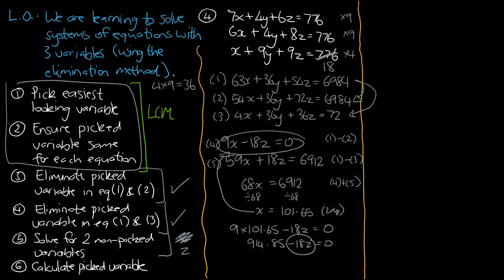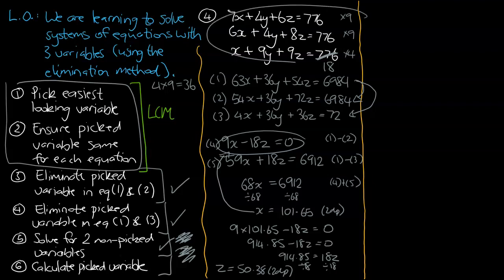I'm going to move the negative 18z to the other side, make it positive. So we've got 914.85 is equal to 18z. And then finally, we can divide both sides by 18. And that means over here, z is equal to 50.38. And that there again was a 2dp rounding. So my working wasn't perfect. Ideally, I would have liked to put it down here, but I ran out of room. So we've now got z as well. So I've got x, I've got z. I've solved the two non-picked variables. That's a tick. And now I'm looking to calculate the picked variable, which in our case was y, because we eliminated the y's to start off with.